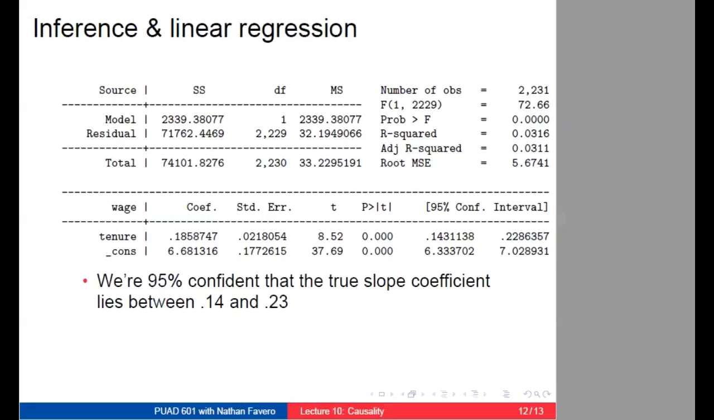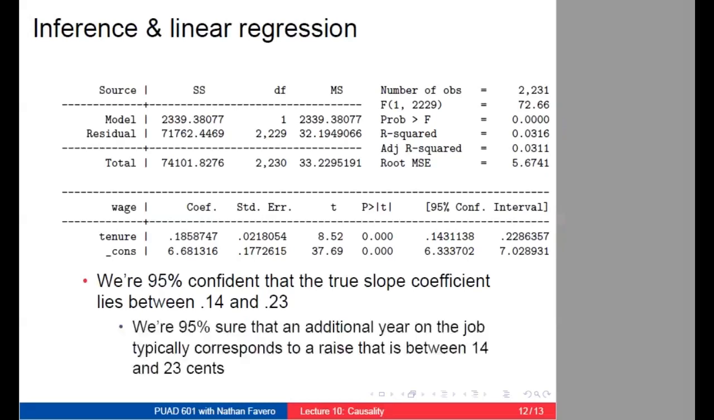So that's part of why we're able to conclude that there must be a non-zero relationship here. If we want to put that into more ordinary language, to be able to interpret it, we could say something like, we're 95% sure that an additional year on the job typically corresponds to a raise that is within this range. It's going to be between another 14 and 23 cents an hour for 1 extra year on the job. That's what our confidence interval is telling us.